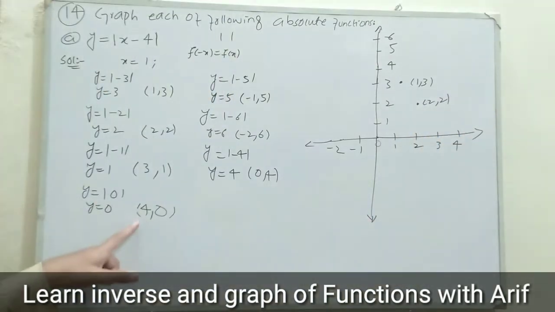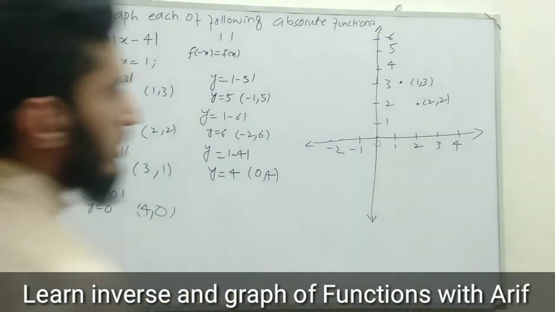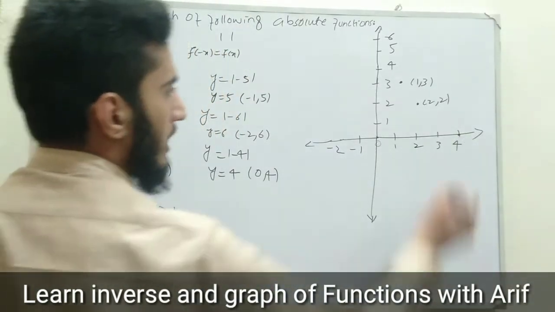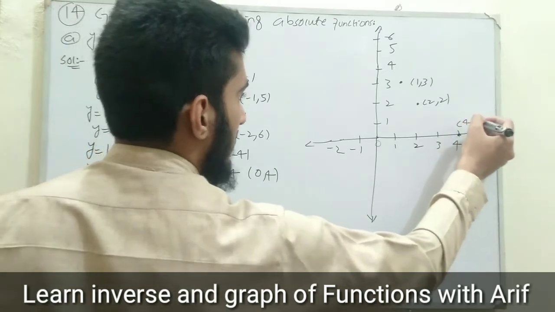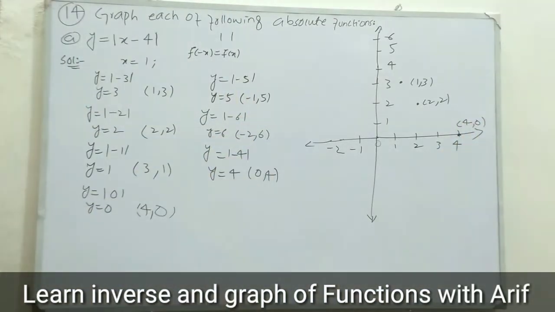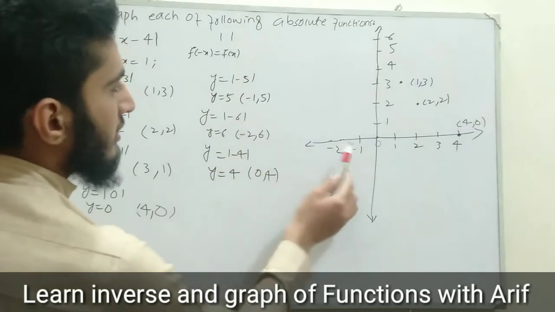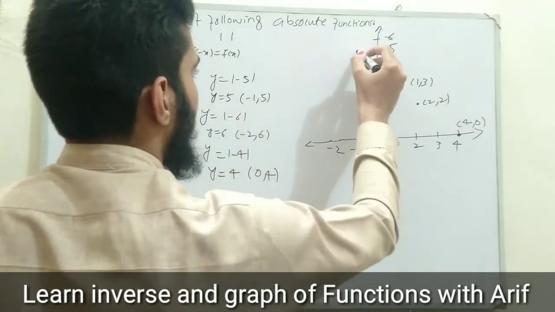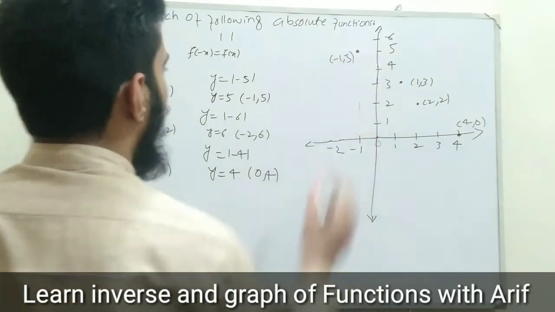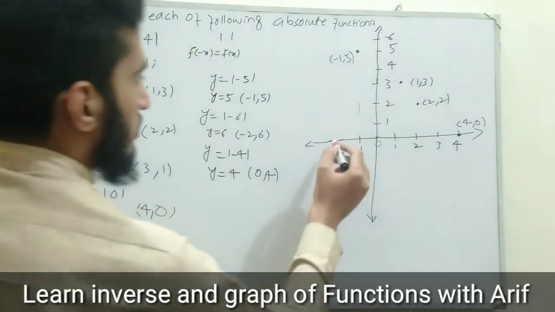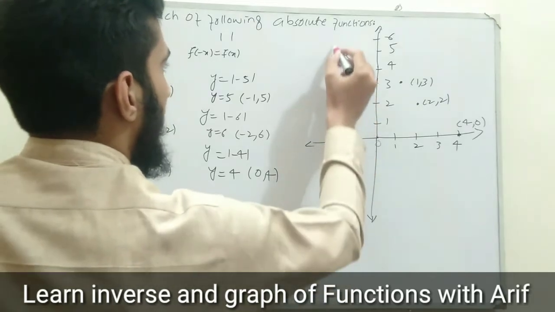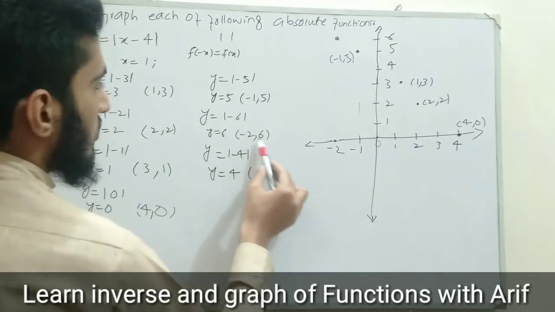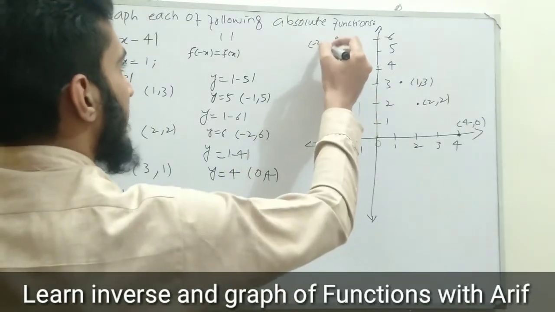After this we have x is 4 and y is 0. On this x-axis we have no y value, that's why this will be the point (4, 0). After this we have -1 and 5, so on the negative x-axis is -1 and on the y-axis we have 5, so the point will be over here, (-1, 5). After this we have -2 and 6, so here we will draw the point (-2, 6).